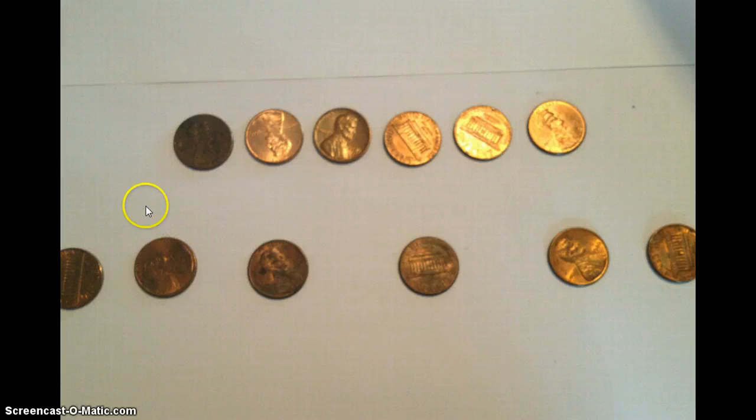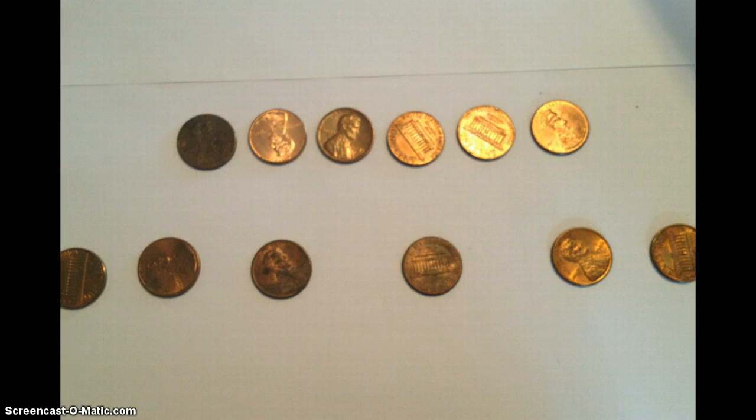Then you'll take one of the rows and space them out a little bit farther apart, and you'll ask them, does this row have more? Does this row have more? Or do they have the same? And then whatever they answer, you're going to ask them why or why not.